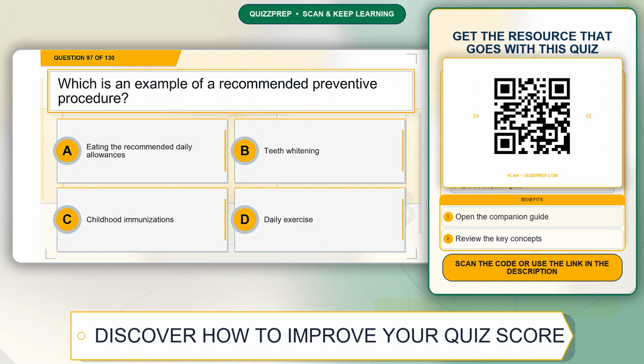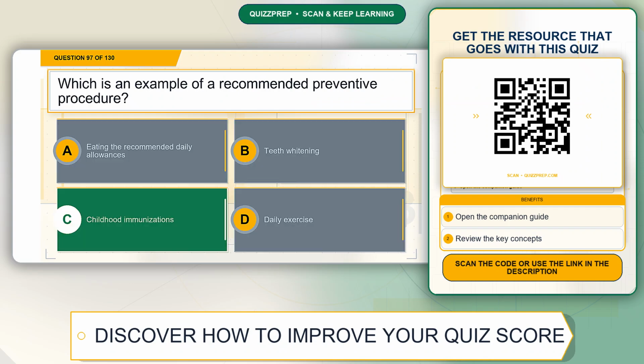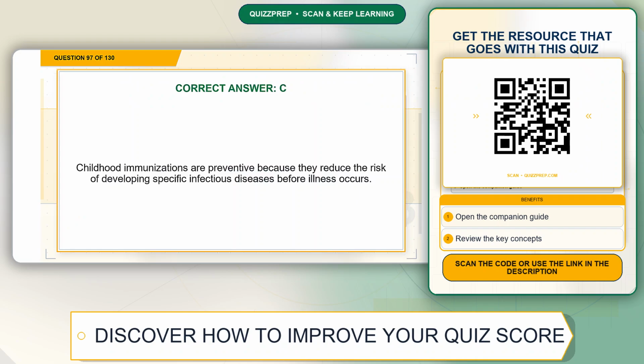Question 97. Which is an example of a recommended preventive procedure? Option A, eating the recommended daily allowances. Option B, teeth whitening. Option C, childhood immunizations. Option D, daily exercise. The correct answer is option C, childhood immunizations. Explanation. Childhood immunizations are preventive because they reduce the risk of developing specific infectious diseases before illness occurs.